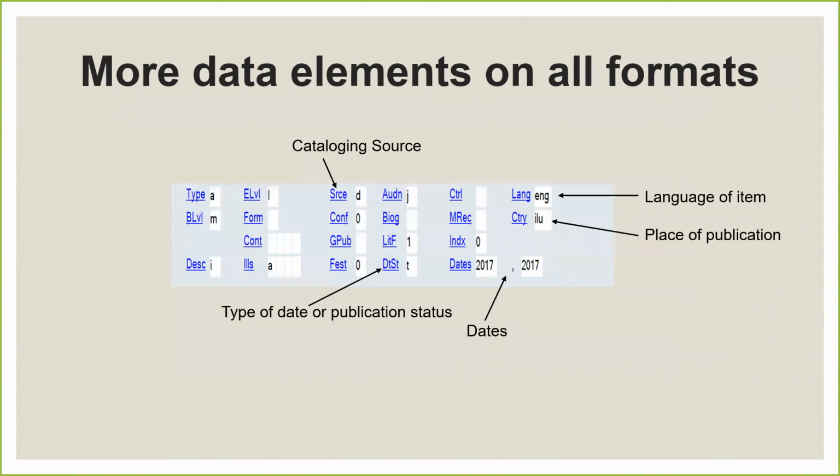Language represents the language of the item. You can find the available codes for language at www.loc.gov/marc/languages. Country is for the country or place of publication. If it's within the United States, the state and country of publication. The list of codes for this field can be found at www.loc.gov/marc/countries.